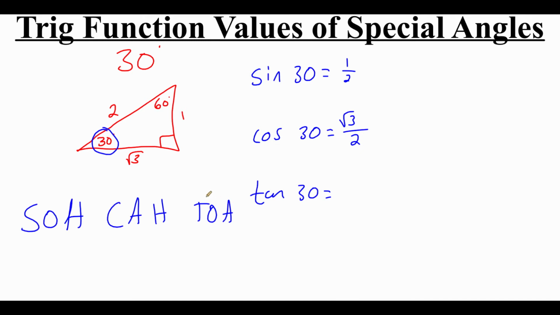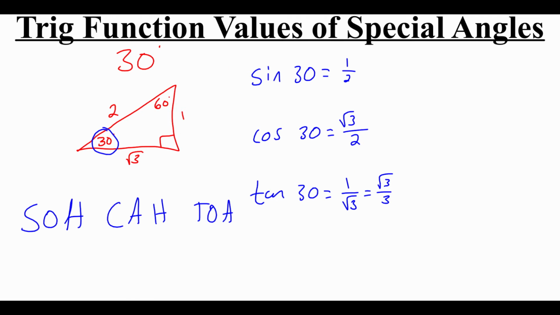Then for our tangent, that TOA, we're supposed to do the opposite over the adjacent. So the opposite side is 1, and the adjacent side is the square root of 3. Now, we don't typically like to leave radicals on the bottom of this fraction, so we could rationalize this by multiplying top and bottom by the square root of 3. So then we would end up with root 3 over 3.